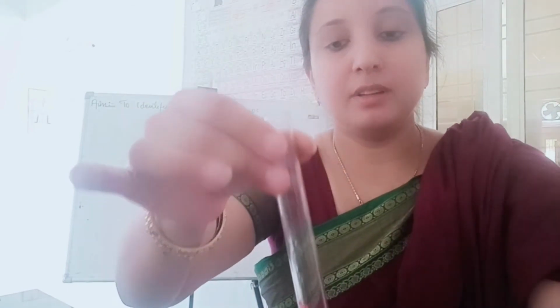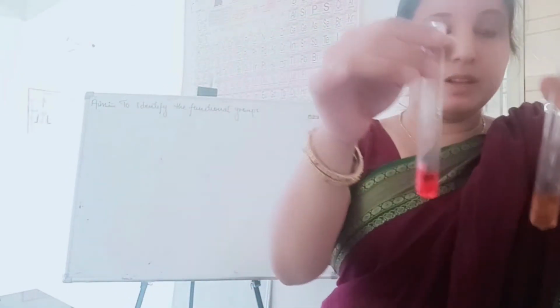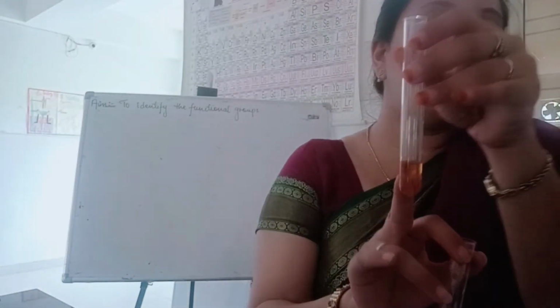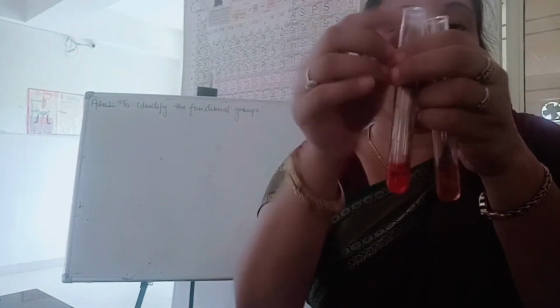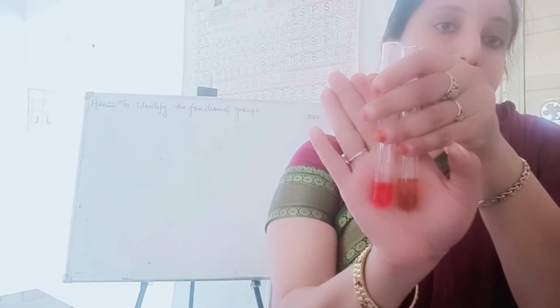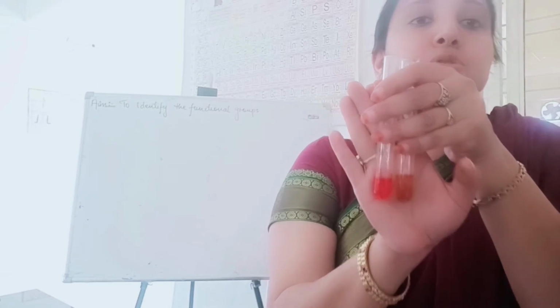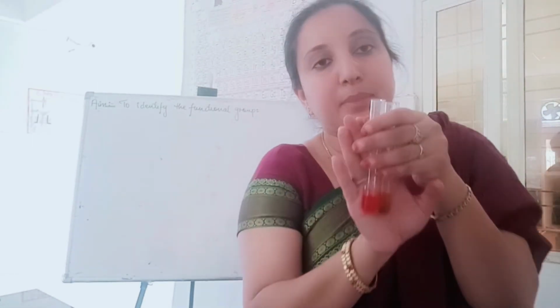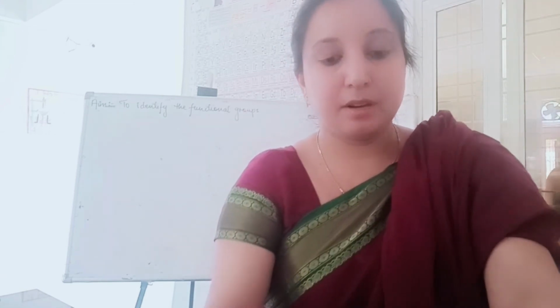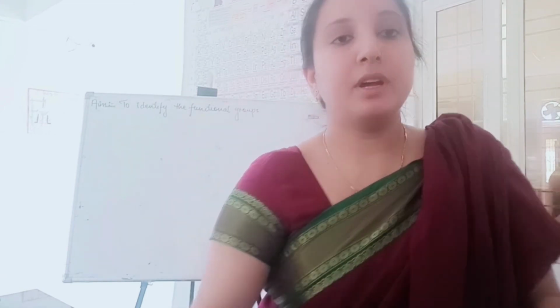You can compare the colors also. When we added methyl orange to the NaOH, that is the base, the color was yellowish, but when we added it to the acid, the color was pinkish. So this is how we identify acids and bases on the basis of various substances, that is, zinc metal, sodium carbonate, litmus paper and indicators.